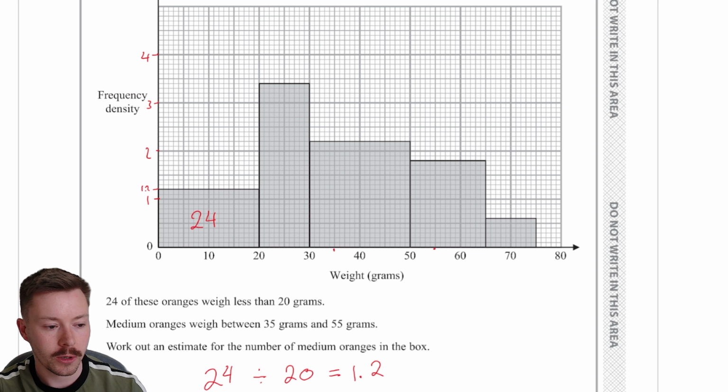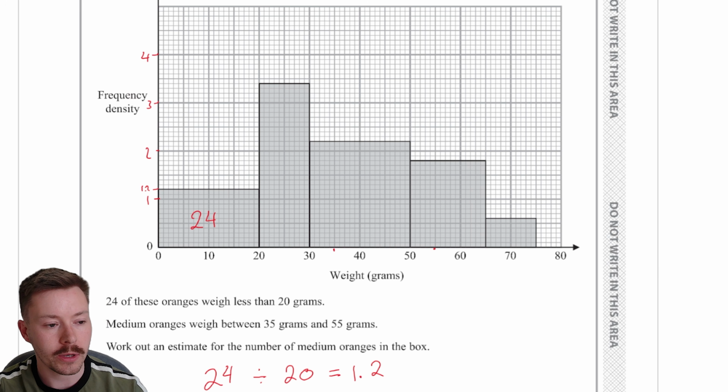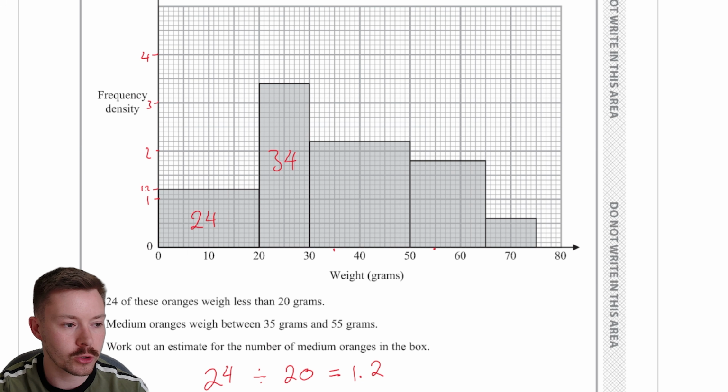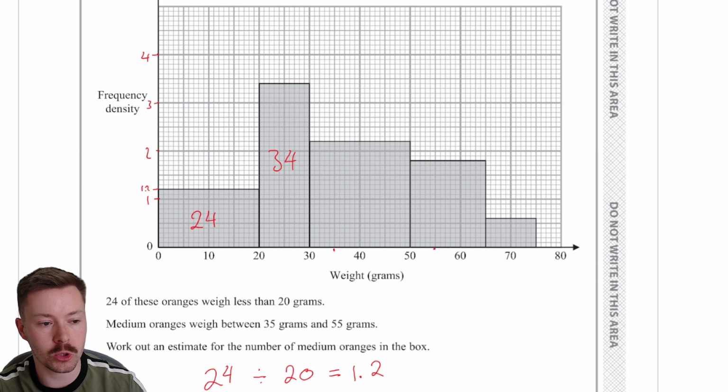So I've got from, well, a width of 10 for this next bar, 20 to 30. 10 times by 3.4 is 34. The next one has a width of 20 and goes up to a height of 2.2. Now 2.2 times by 10 is 22. Times that by 2 is 44.